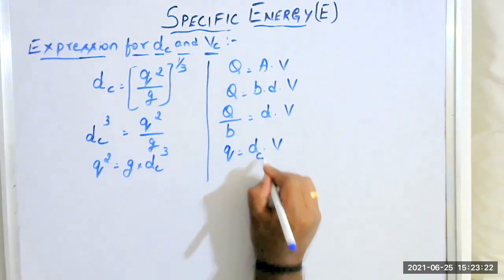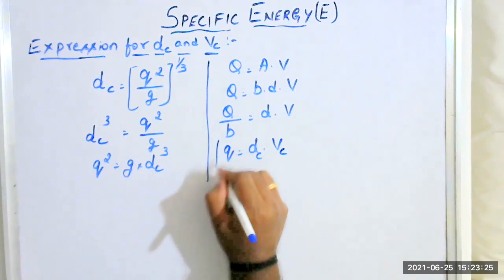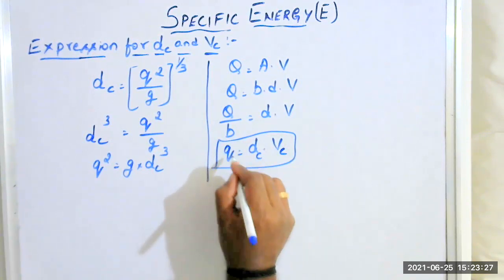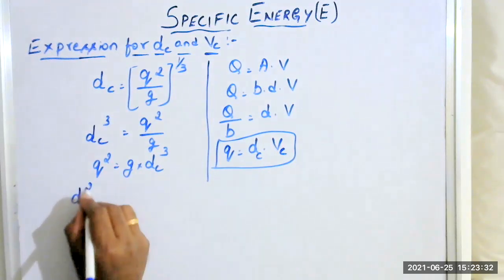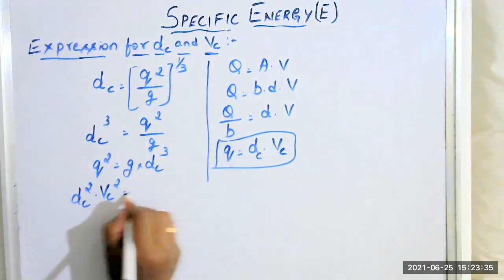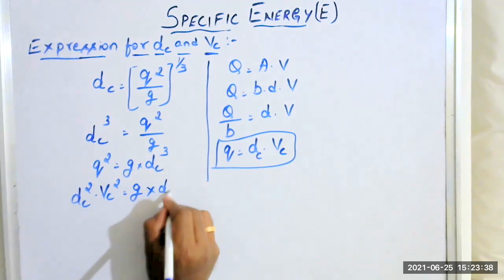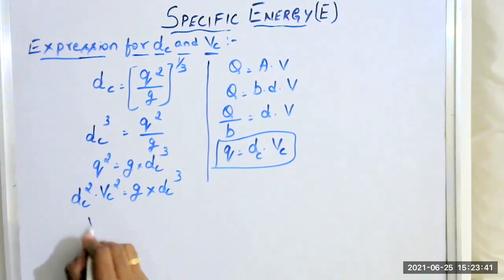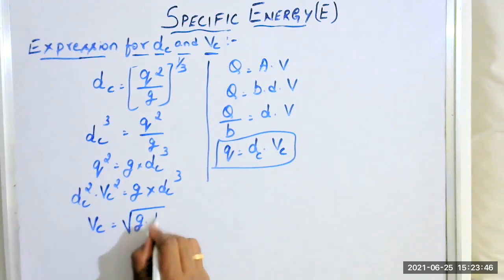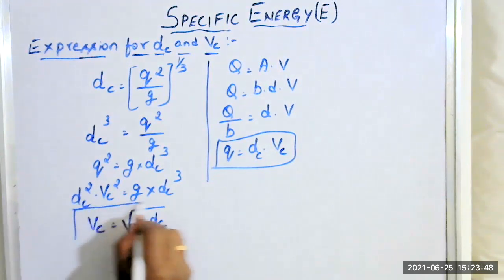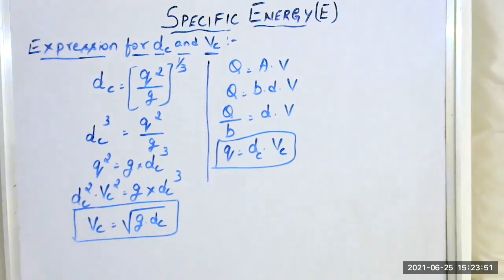When this depth becomes critical depth, the velocity is also critical velocity. Therefore, in place of small q, you substitute Dc into Vc. Therefore, it becomes Dc square into Vc square is equal to g into Dc cube. If you simplify, you will get Vc as root of g into critical depth Dc. So this is the expression for critical velocity in case of a rectangle channel, that is Vc is equal to square root of g into Dc. Okay, you understood.